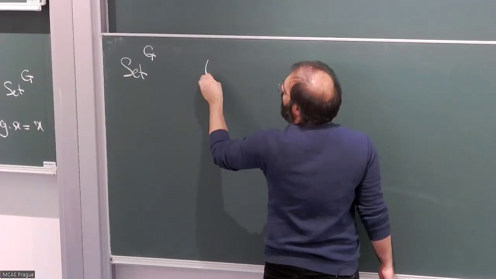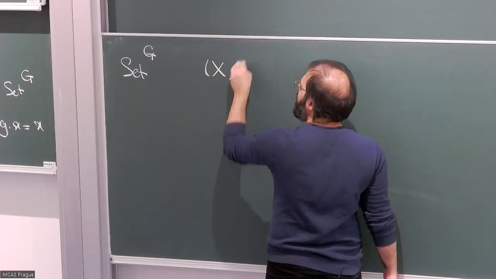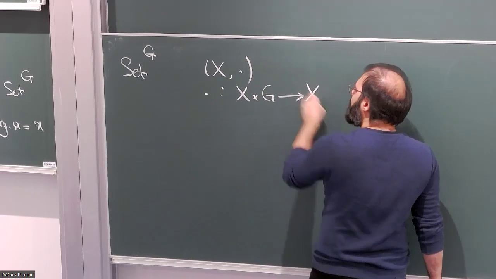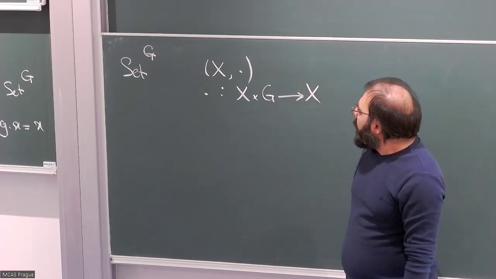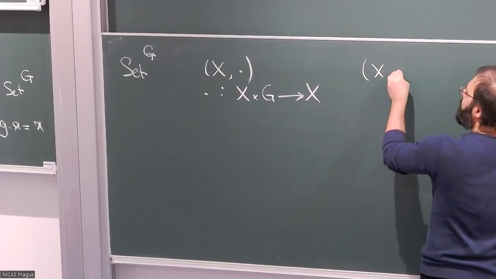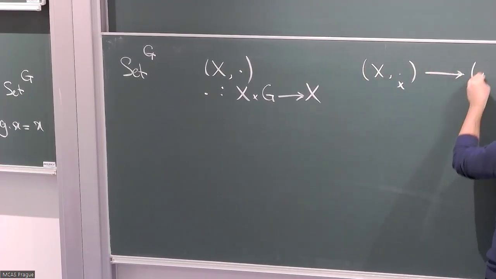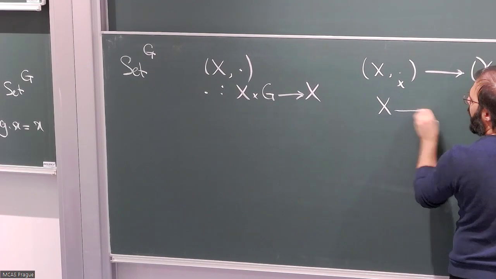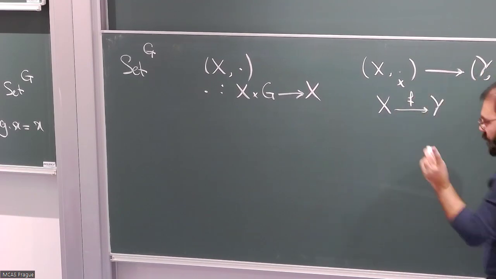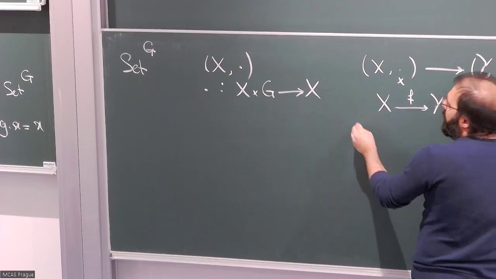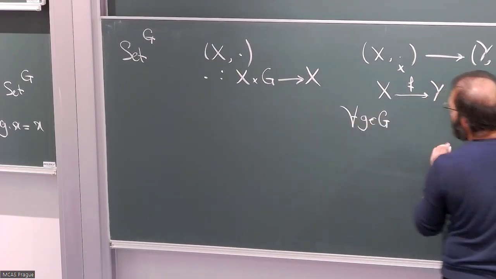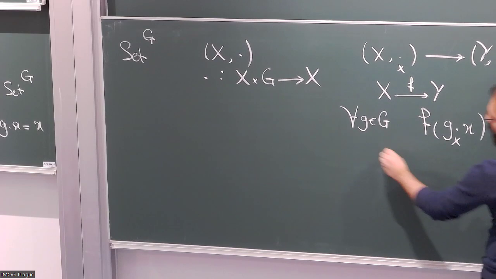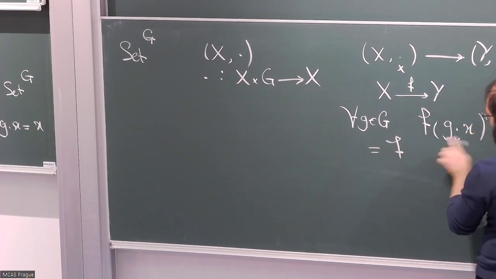what is a guy here? So an object, if I want to be precise, is something like this, right? And this guy is just a function with some properties. That's an action, right? And what are the morphisms? The morphisms, if you have two of these guys, right? What is a morphism? A morphism is a function from X to Y such that it is equivariant, meaning that for any g from the group, f of g dot x equals g dot f of x.